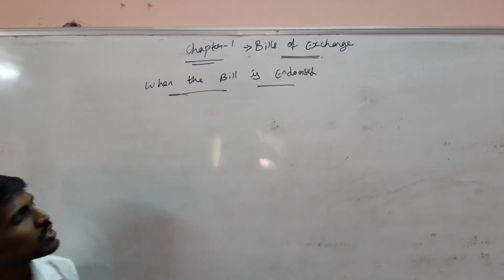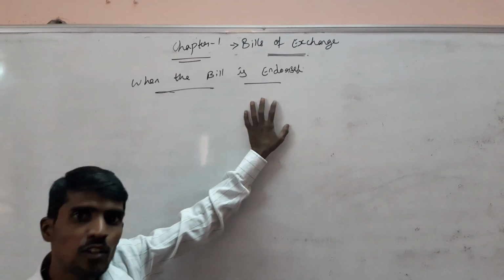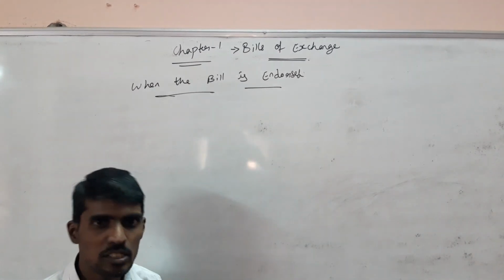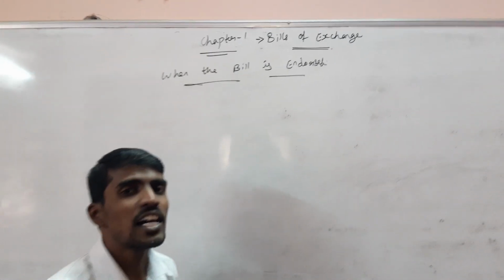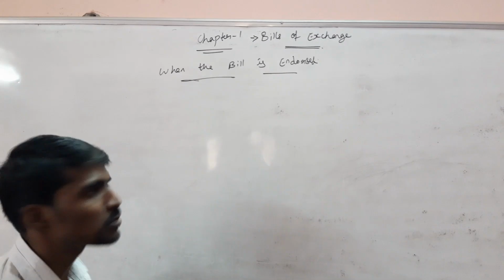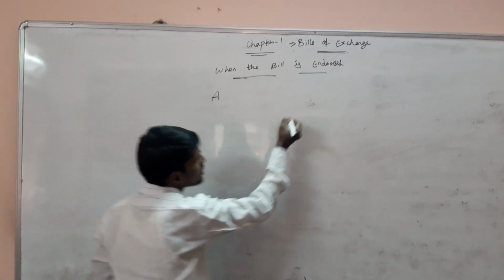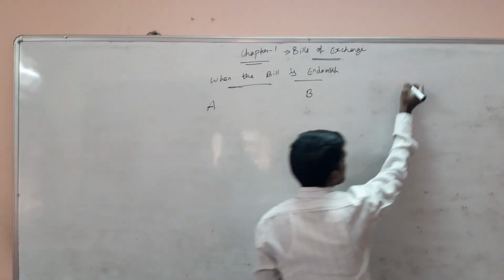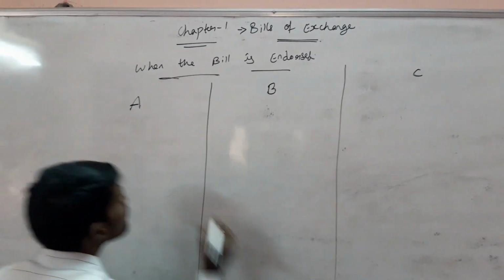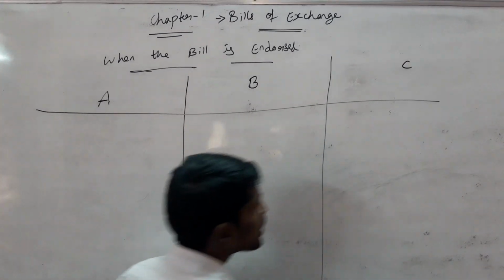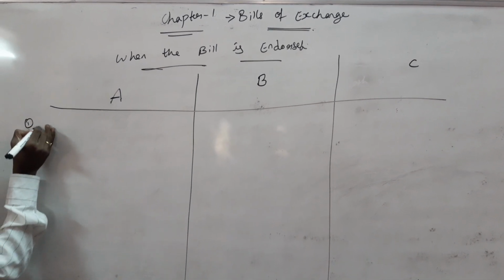Now comes what will be the situation of journal entries and operations when the bill is endorsed. First we have to know what is the meaning of endorsement. Endorsement is nothing but that the same bill we can transfer to another person. I will give a small example to show you. First let's see, there is a person called A, there is a person called B, there is a person called C. Already I said people will become seller as well as purchaser based on their operations. So here I am writing the first transaction.